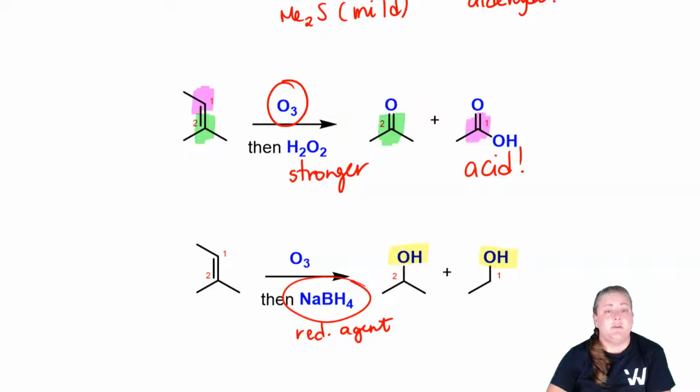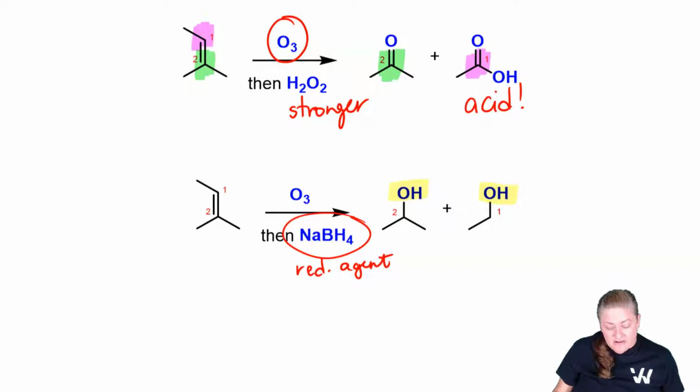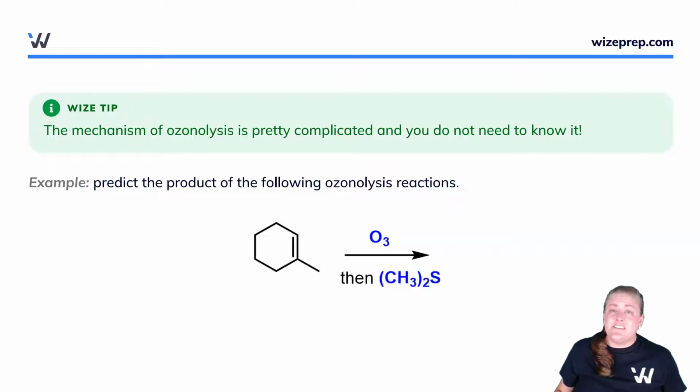Now what we're going to do is predict the product of each of these reactions. Before that, just keep in mind that I have summarized for you the 3 different workups. The mechanism for this reaction is pretty complicated and you don't need to know it, but what you need to know how to do is draw the products of those reactions. Now, one of the most popular types of question in this chemistry is to give you alkenes that are contained within a ring. The reason for that is you have to be really careful about counting your carbons.